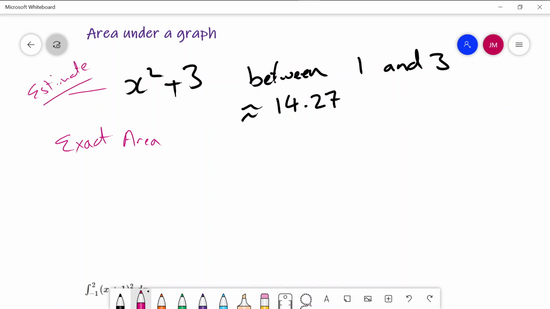Like I said, there's a couple of different estimates you can do. You can do a left and right, or you can also try and draw trapeziums to get a little bit closer to the actual value. But let's say I wanted the exact area. What we do is we find what's called the definite integral. We still use our integral sign, and we put the points that we're trying to find between our x values, between the point 1 and 3, here. And we write x squared plus 3 dx.